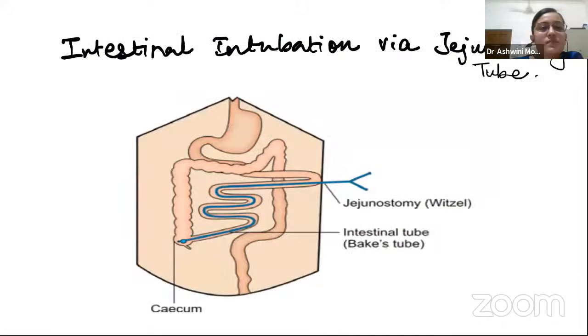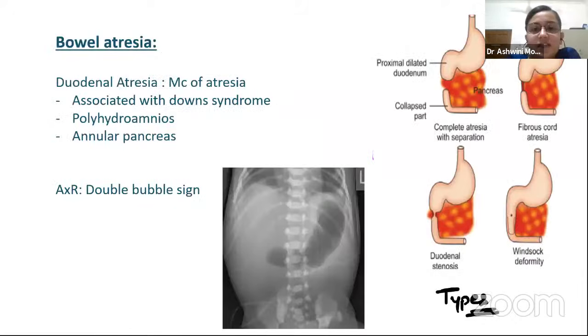So another cause is bowel atresia. Bowel atresia will obviously be seen most commonly in children. Small bowel atresias are more commonly seen, and they can be proximal or distal. If proximal, then it will be duodenal or jejunal. If distal, then it will be ileal atresia. Duodenal atresia is the most common of all the atresias. It will be associated with Down syndrome and polyhydramnios, and annular pancreas will also be seen with duodenal atresia.